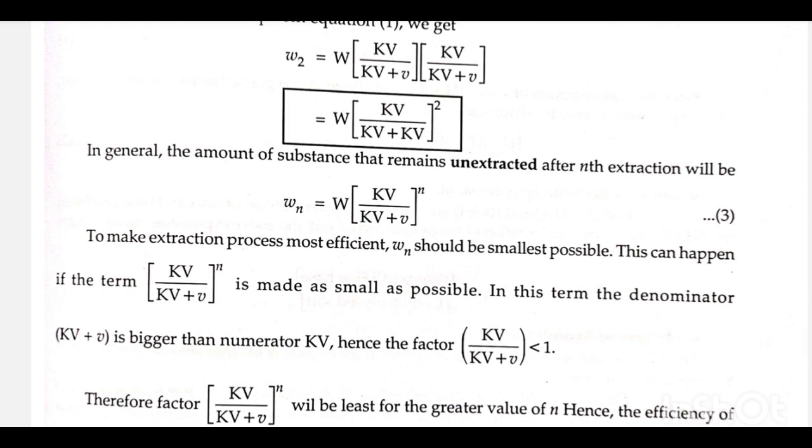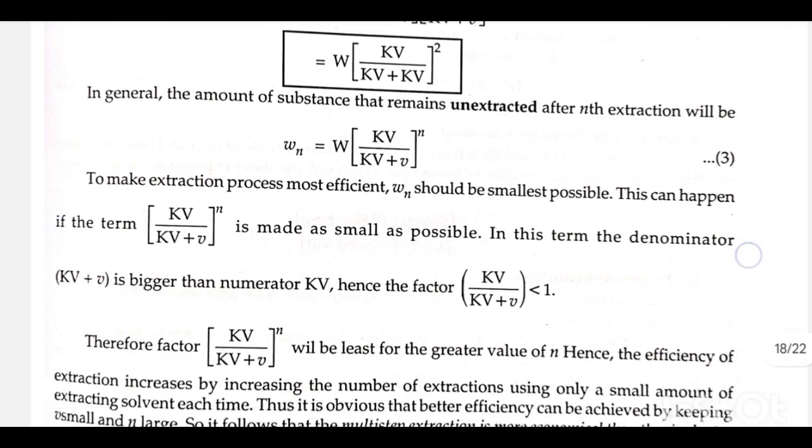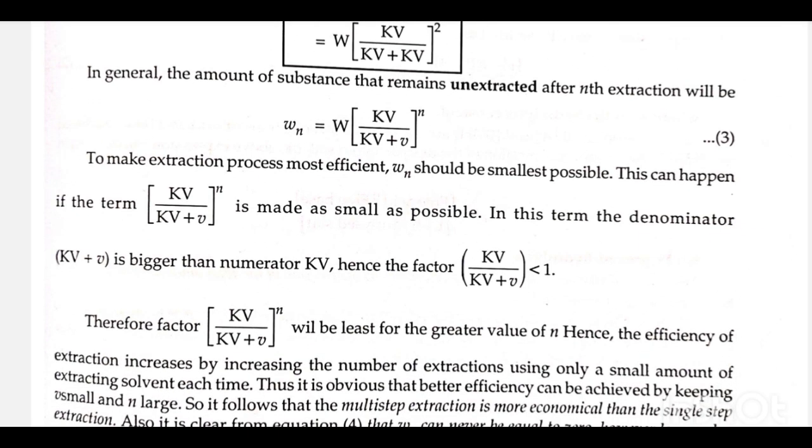In general, the amount of substance that remains unextracted after the nth extraction will be Wn is equal to W into (KV by KV plus V) whole power n. To make the extraction process most efficient, Wn should be the smallest possible. This can happen if this term is made as small as possible.